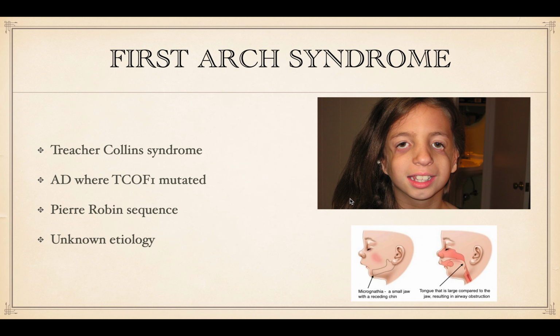Pierre Robin sequence is going to be the malformation or almost non-formation of a jaw. So the jaw is going to be very, very small. The chin is going to be very weak. The tongue is large compared to the jaw, of course, and this is a problem because it can result in some airway obstruction.